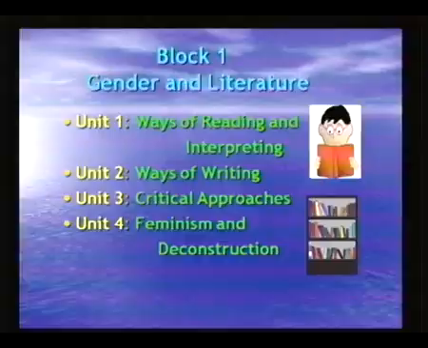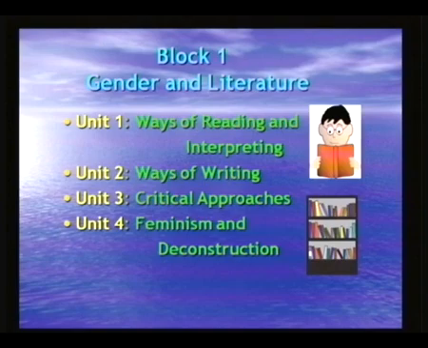So this block will introduce you to three main ideas, which are reading, writing and interpreting. That is, how you read from a gendered perspective, how you can write from a gendered perspective, and how you can interpret from a gendered perspective. Here you will come across terms such as gynocentric criticism. These will of course be explained much further in the course material that you will be receiving.